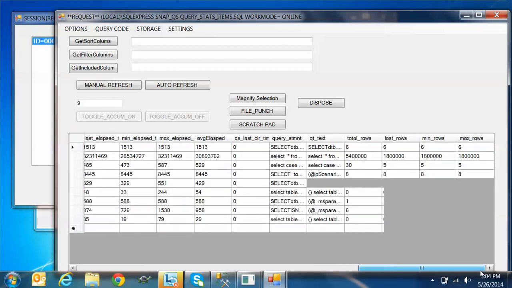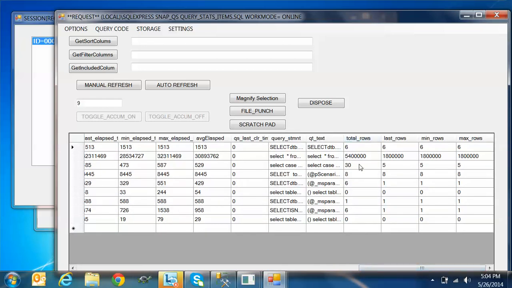And if I look further, I'm looking at the rows now. I see the total rows for this particular query here. The rows are very, very high. Total rows is over 1.4 million. The last row is 1.8 million, minimum max 1.8 million. So the rows are very high. I'll look at the elapsed time. The elapsed time seems rather high for this query.